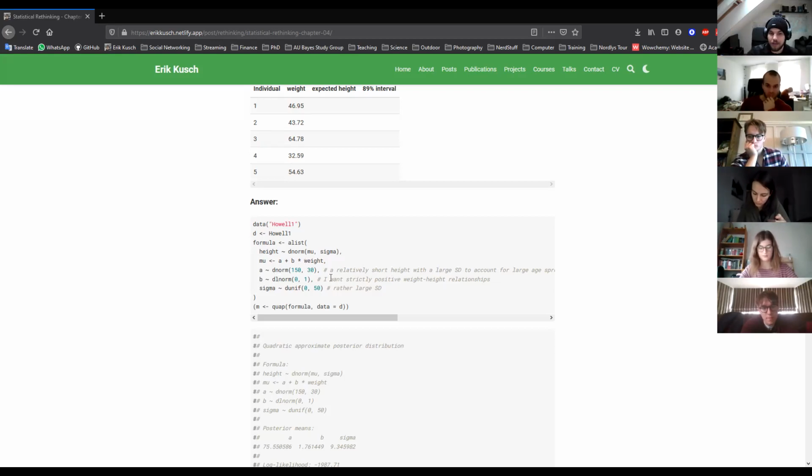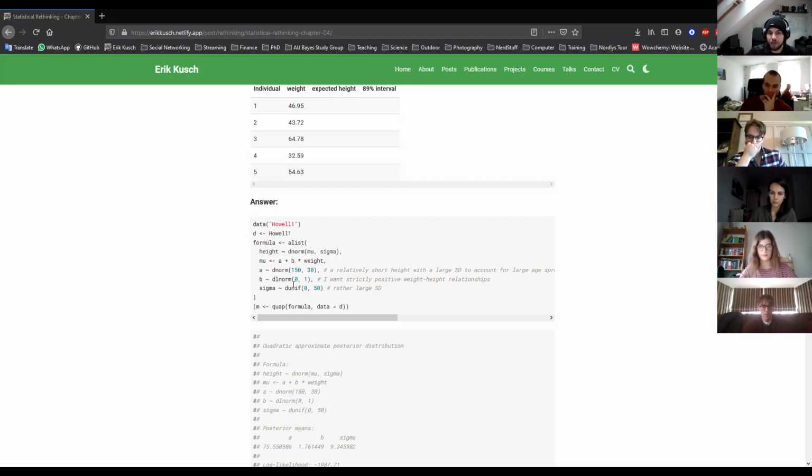I then set the growth rate, or our slope beta, to be log normal distributed. I wanted this to be strictly positive because I want a strictly positive weight-height relationship. That's what I expect. The heavier you get, the taller you get, especially in a foraging community where access to food, thus weight, should be very determining of your fitness, which could be expressed as height, for example. Next to other genetic variations and such, of course, but I strongly believe there should be a positive relationship here.